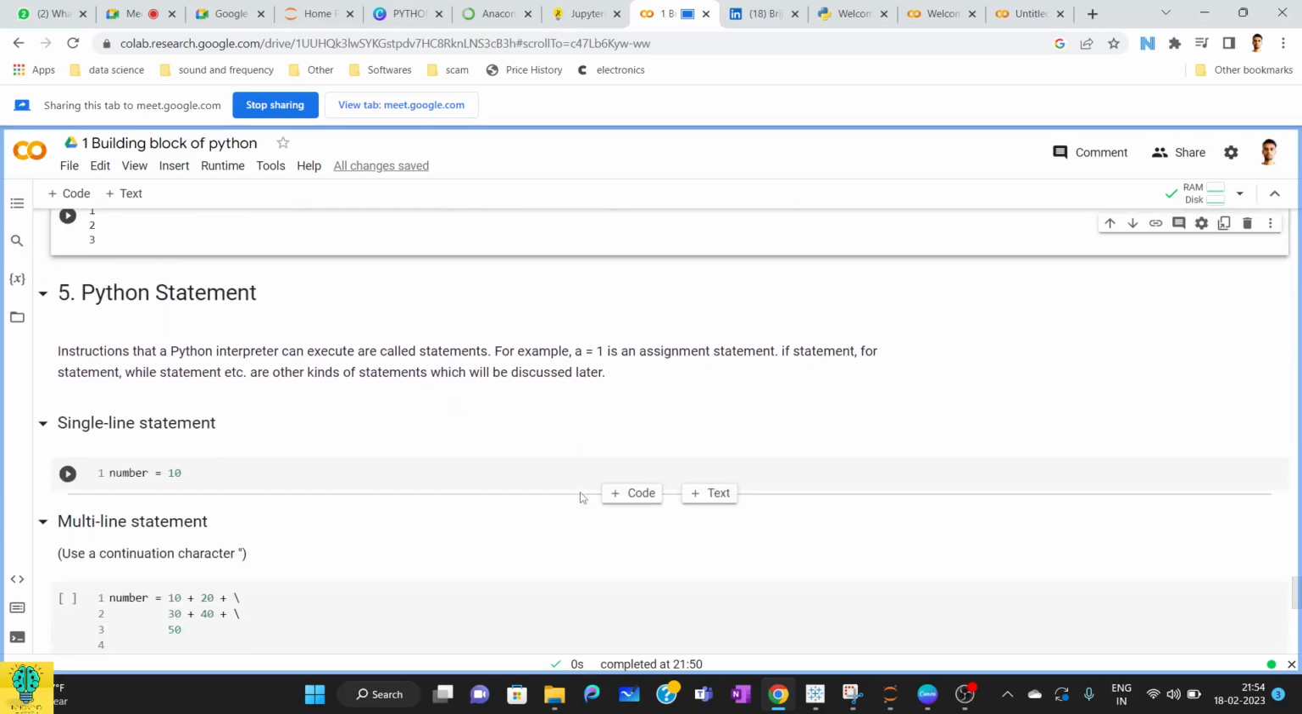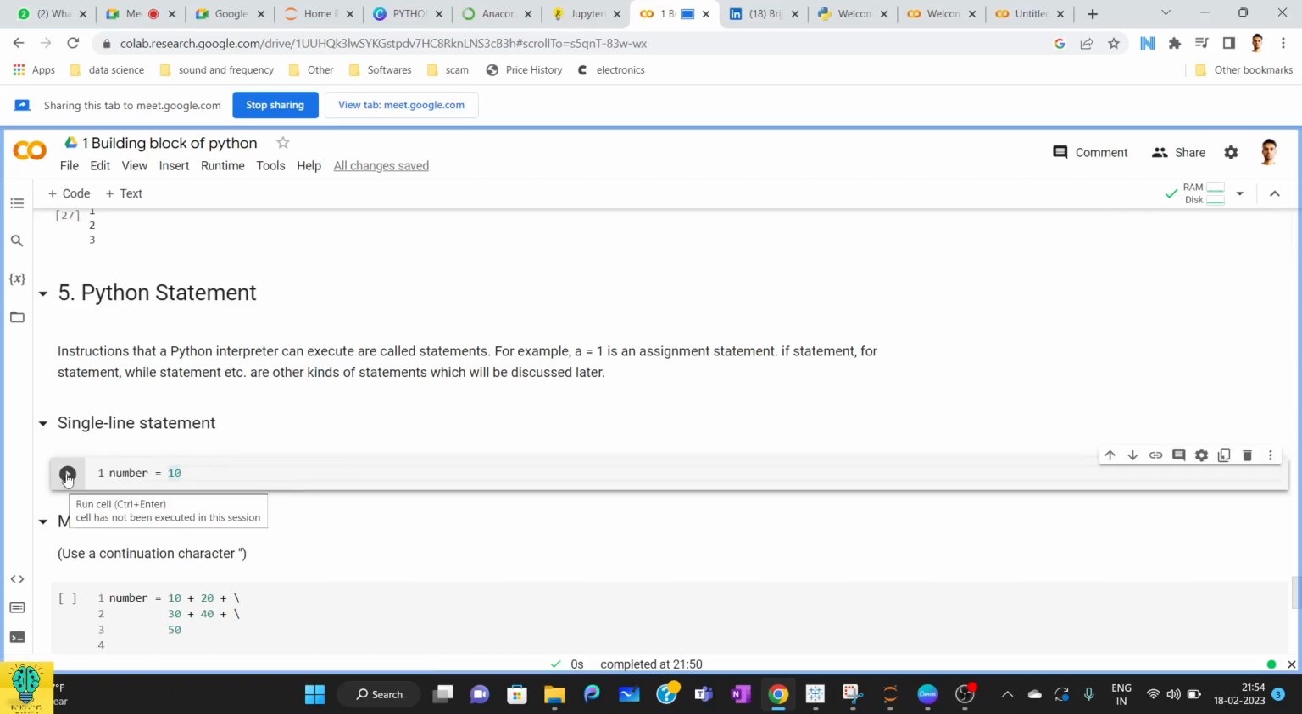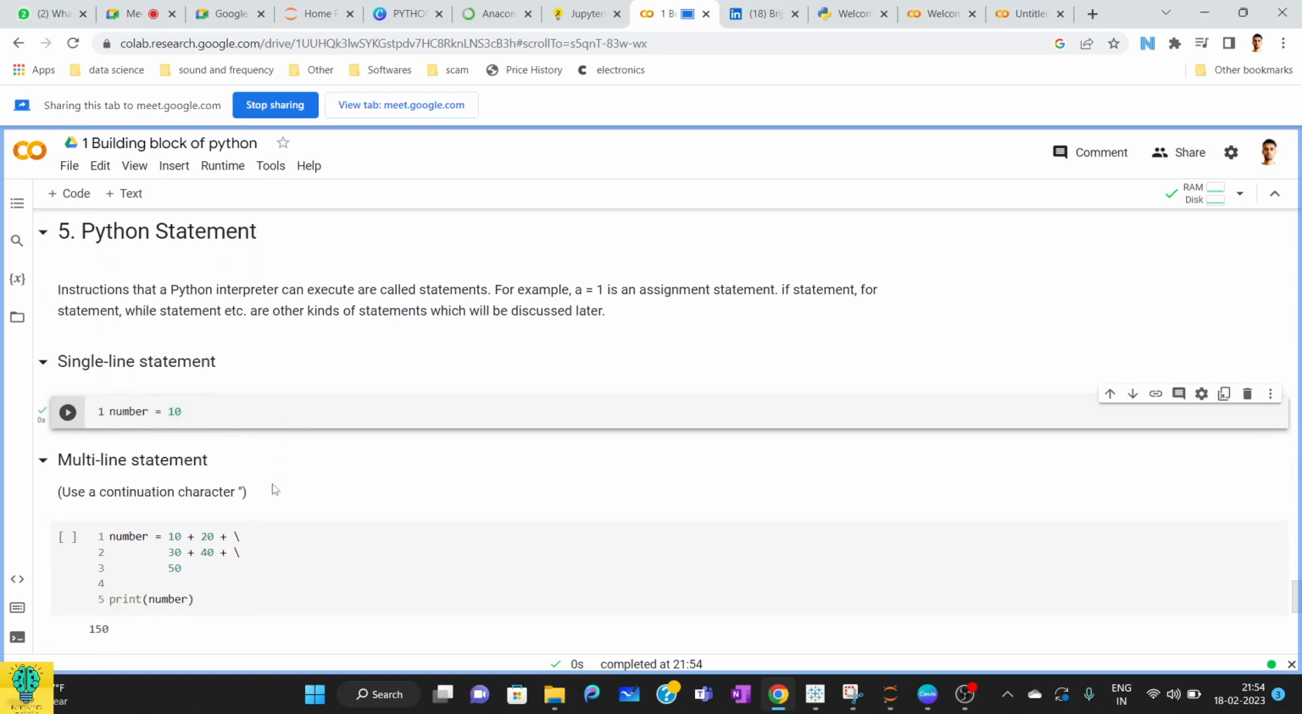Now coming to the last part of today, that is statements. So here is number = 10. I run it. That is good, no error. But if I want to add multiple numbers like 10, 20, 30, 40, I can write everything in a single line, and there will be a time when the line capacity ends and you have to wrap the text into the next line. Like there is no space and you have to go to the second line.